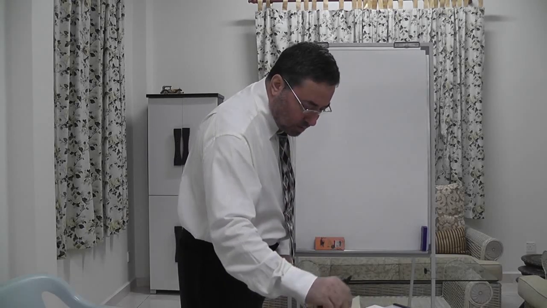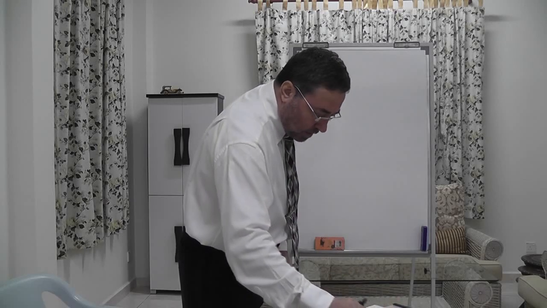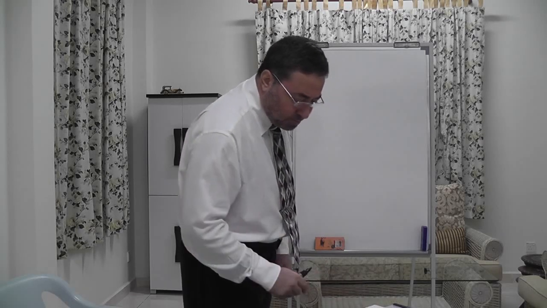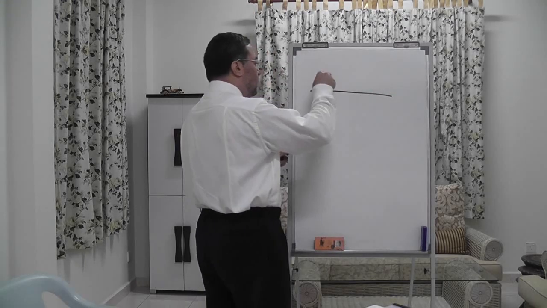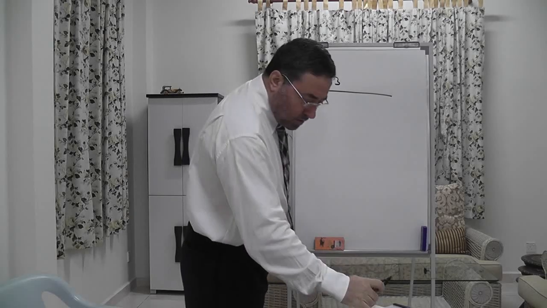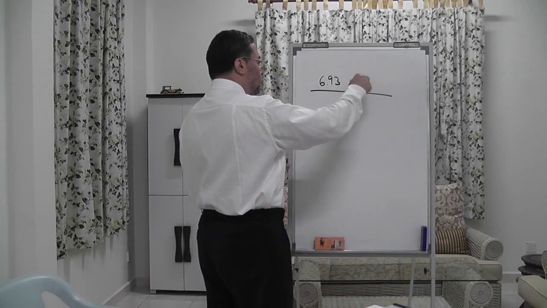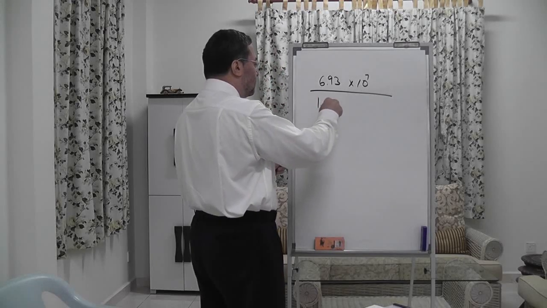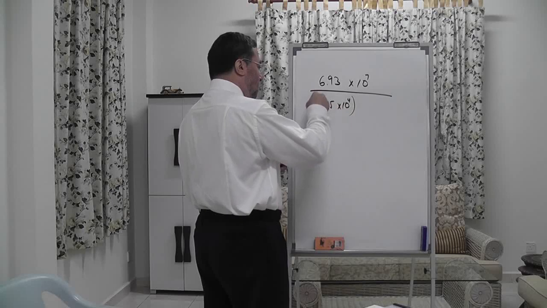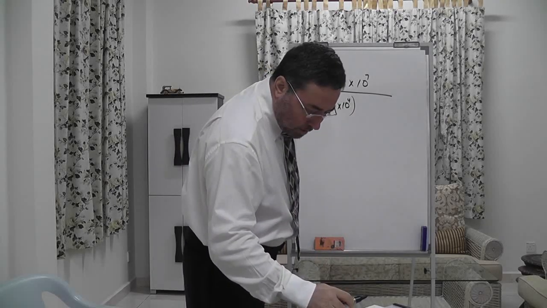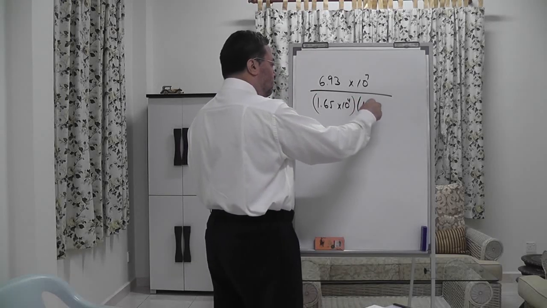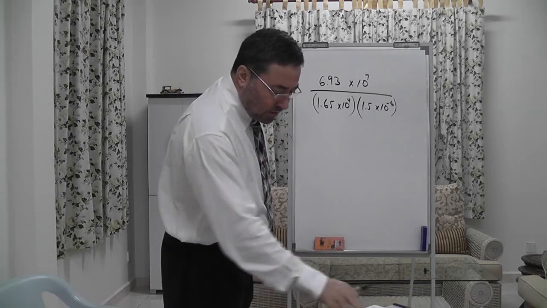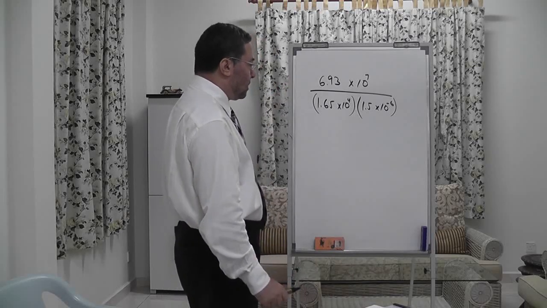Next is number 26. Here these numbers are big, they have a lot of zeros. So I'm going to write them in scientific notation right away. So number 26 will be 6.93 times 10 to the 7 over 1.65 multiplied by 1.5. Putting these numbers in scientific notation will make it very easy for us to do the division and multiplication and so on.